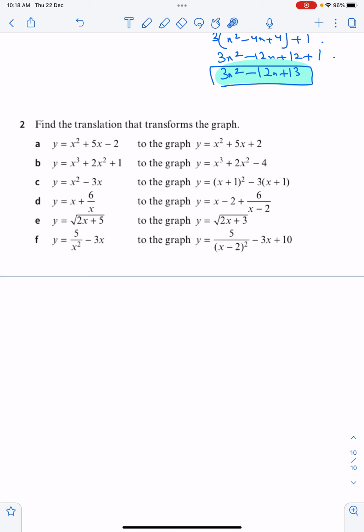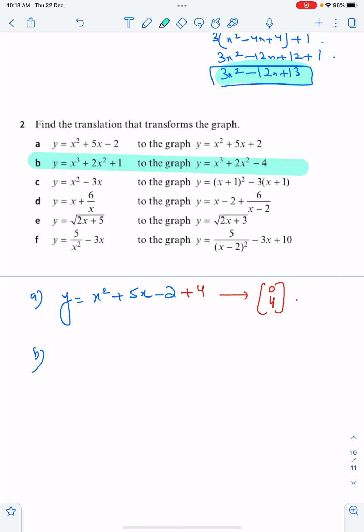Find the translation that transforms the graph to this graph. Okay, that means the original graph was this, and now it has gone up to positive 2. So I'm doing the first one here, y equals x squared plus 5x minus 2. Now obviously they must have added a plus 4 here, so that it became positive 2. That means the whole graph has gone 4 units up. So (0, 4).